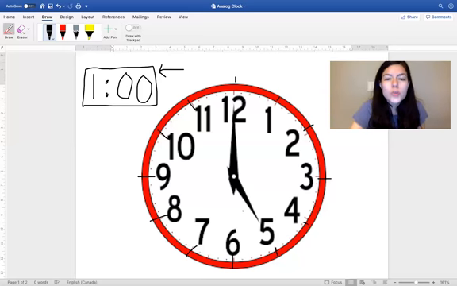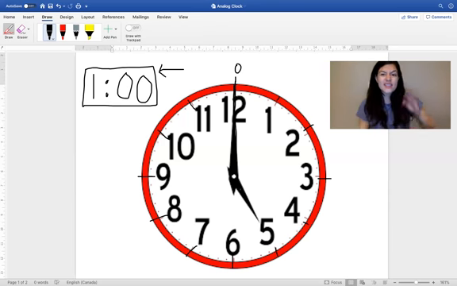So when you see the long hand right here on the 12, that's like saying it's 0 minutes. The 12 represents 0 minutes gone by. So whenever you see the minute hand on the 12, it's a brand new hour. And if you were to write it down digitally, there'd be 2 zeros. Now, the hour hand is what we're really focusing on today. The little hand tells you what hour it is.